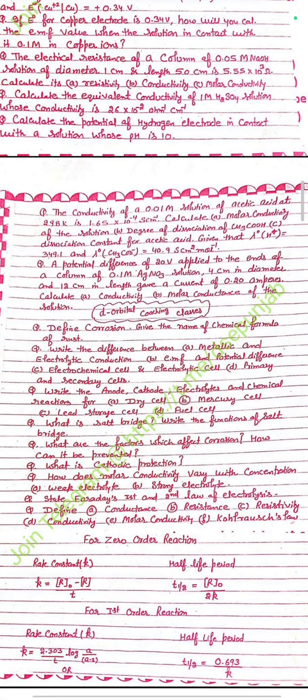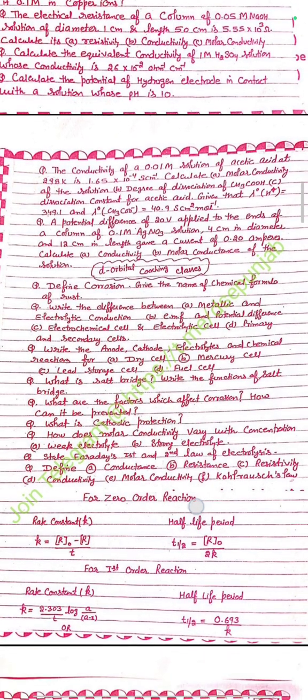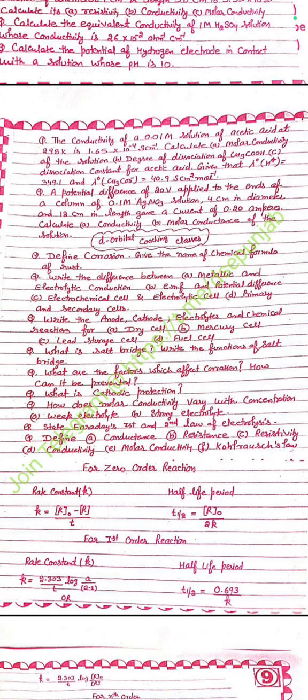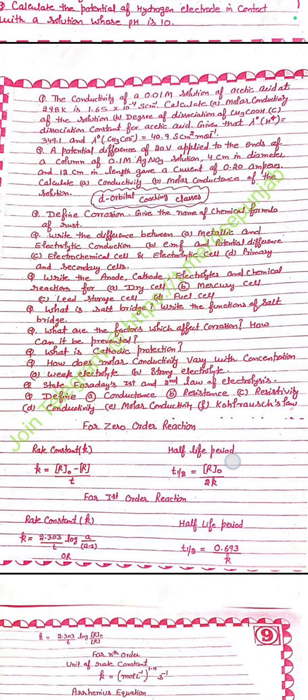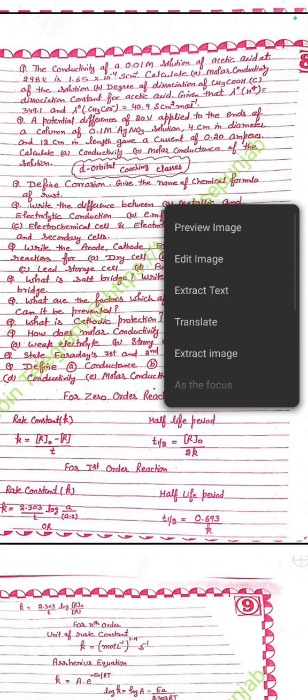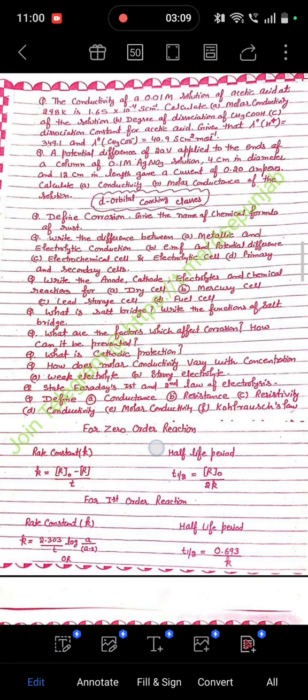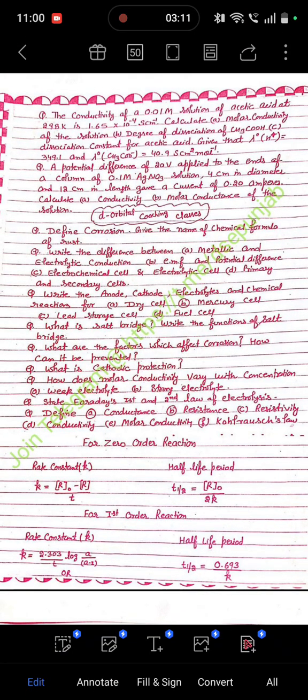Now from here they are from define corrosion, and these are theory based questions. There must be most important questions like Faraday's law and corrosion, and the difference between electrochemical and electrolytic cell.